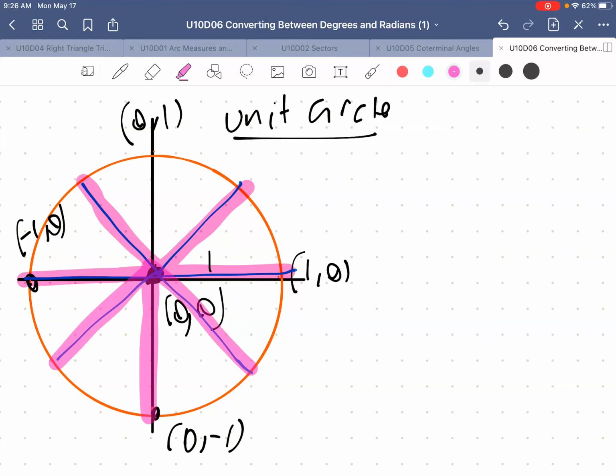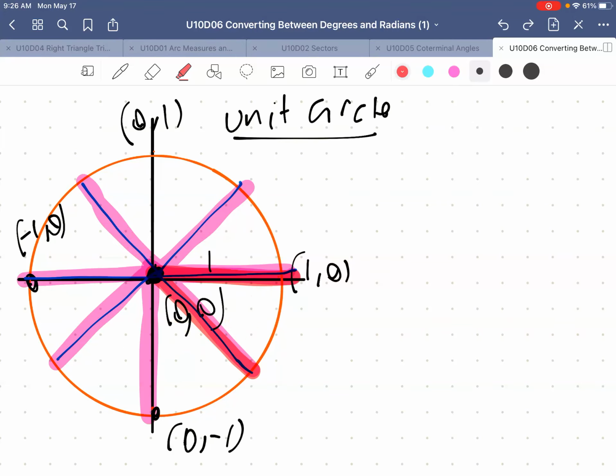If I add another 3 of those 60s, we get 360 degrees. So if I asked you what the measurement of this angle was, we should know that it's 300 degrees going this way, or coterminally it would be -60 degrees.